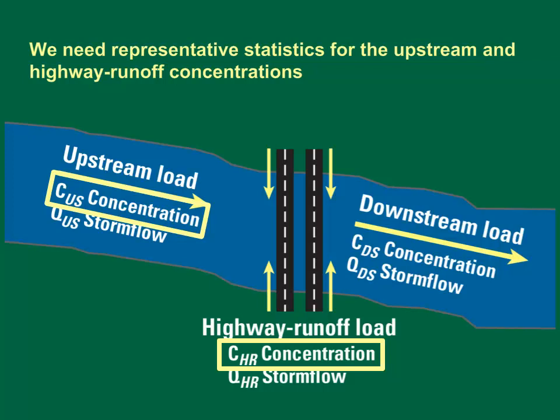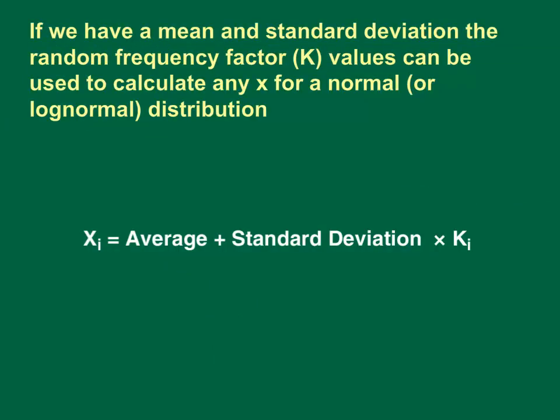Both the upstream and highway runoff concentrations can be modeled as random variables. Random water quality values are defined by input statistics. If we have a mean and standard deviation, then a random frequency factor k value can be used to calculate any x value for a normal or log-normal distribution. If we have a skew value, then we can adjust the k values to produce a skew distribution. This relation is important because one way to generate random numbers in a Monte Carlo model is to generate these random k values and use the input average and standard deviation to generate individual xi values.